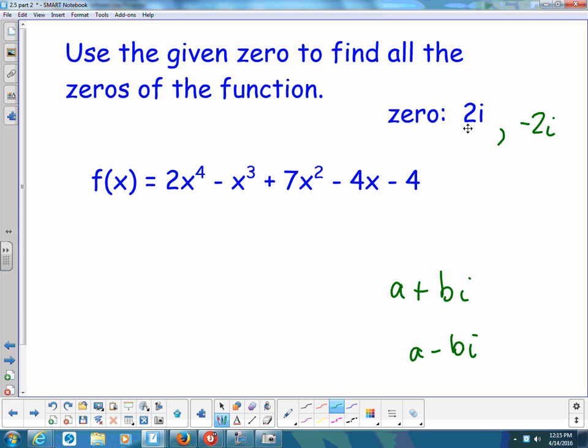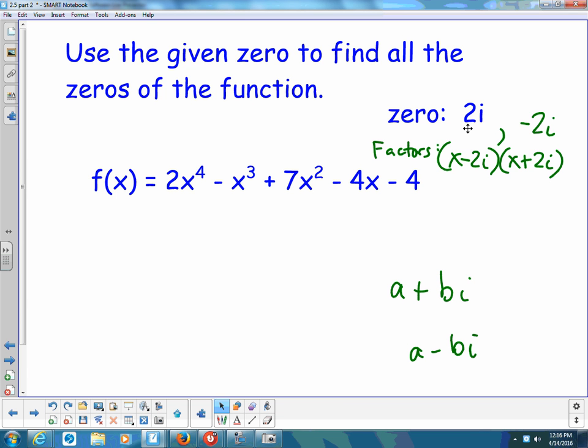So you want to write them as factors? That's what you want to do. I do. So if these are zeros, then what are our factors going to be? Or what would be 2 factors if we know 2 zeros? X minus 2i and X plus 2i. All right, so X minus 2i and X plus 2i. If you multiply these out, you're going to get a quadratic factor instead of 2 linear factors. And then I think we can make some progress in finding the other 2 zeros.